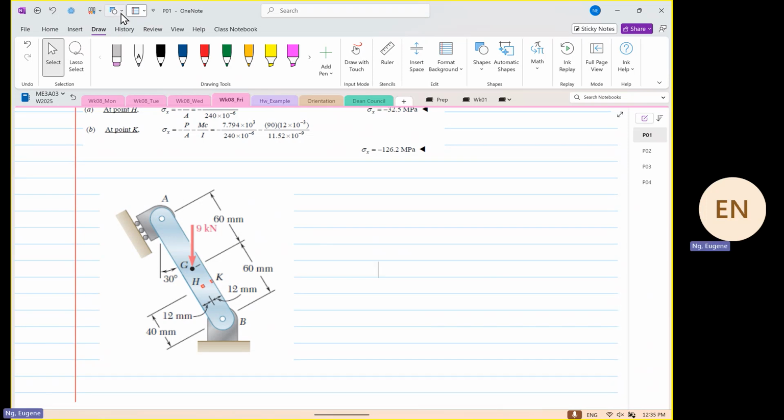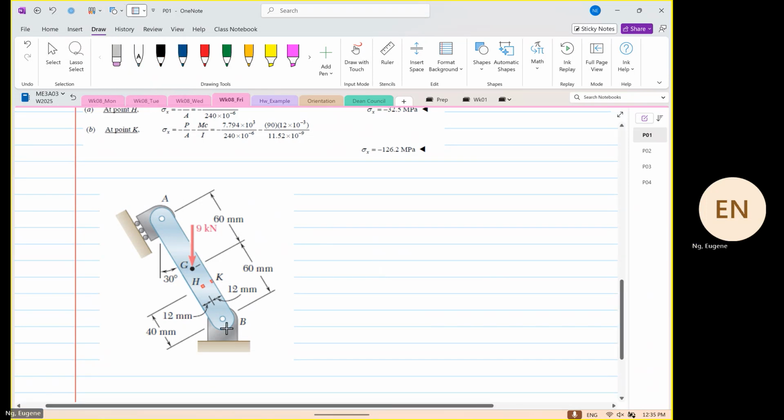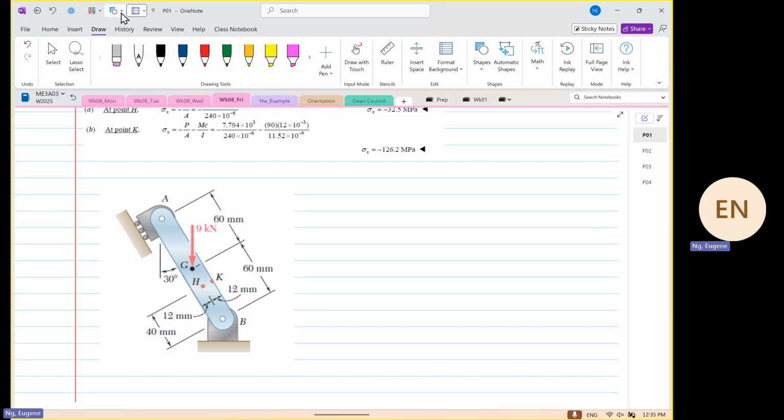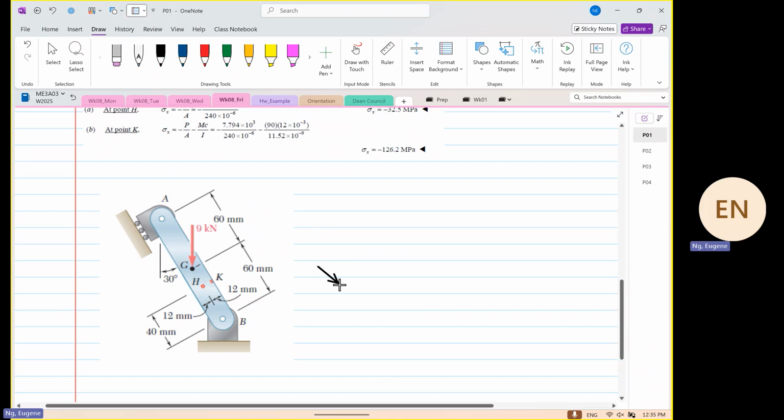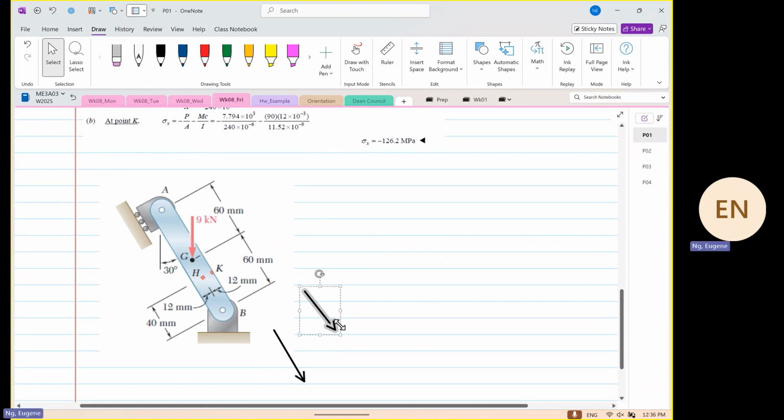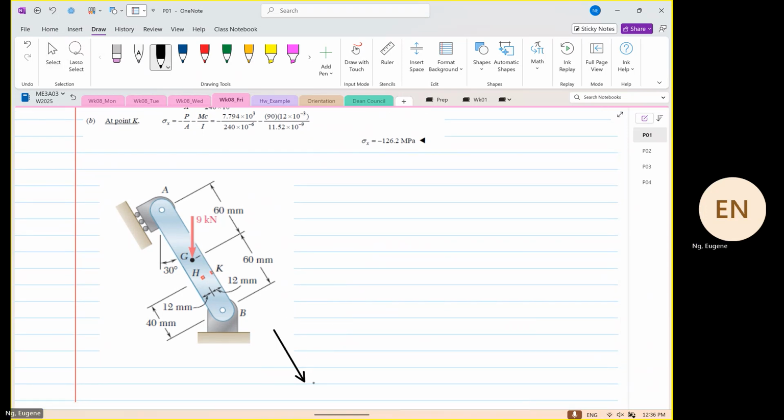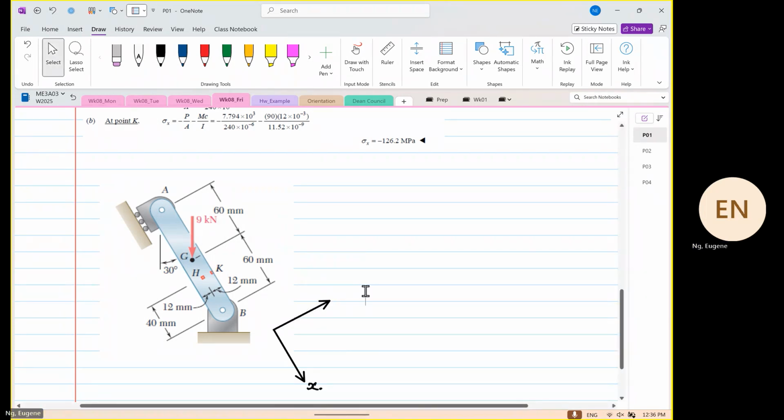So over here, we are going to do slightly different. What we are going to do is declare this direction, not perfect, as our X. This will be our Y.